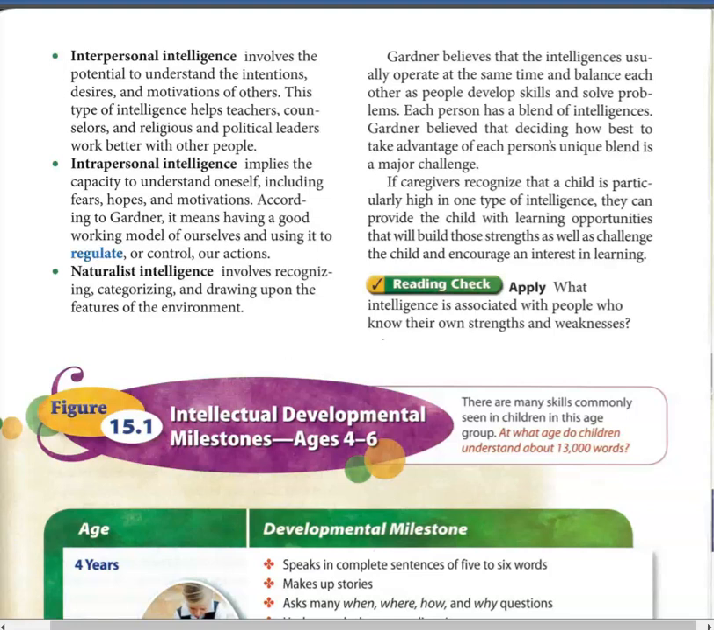Now, conversely, intrapersonal intelligence is a little bit different. Instead of being able to understand someone else and the motivations of others, you're able to understand yourself, okay? Including your hopes, your fears, your motivations. Basically what this means is someone who's able to regulate or control their own actions, right? And be able to understand what's going on in their head and in their gut. This is someone who has a high intrapersonal intelligence.